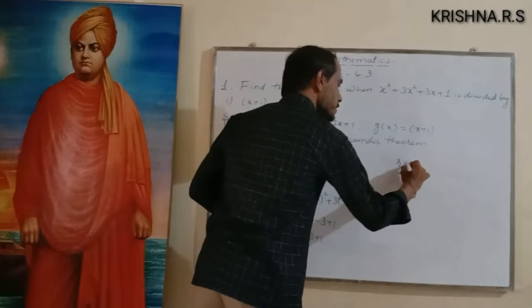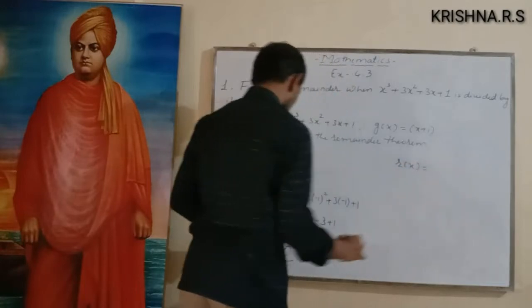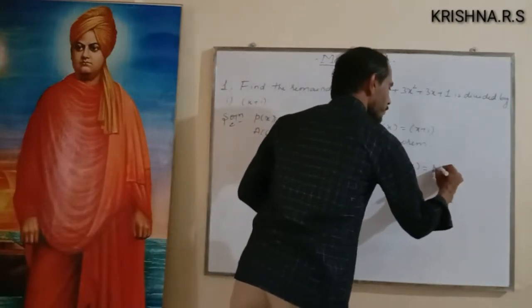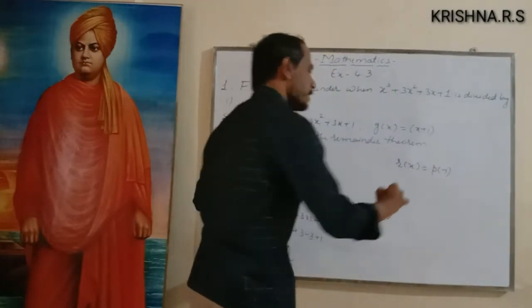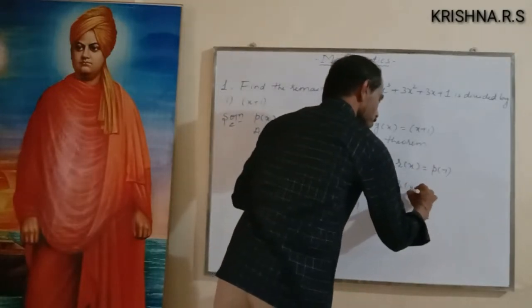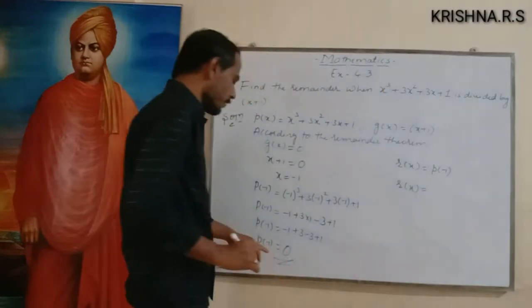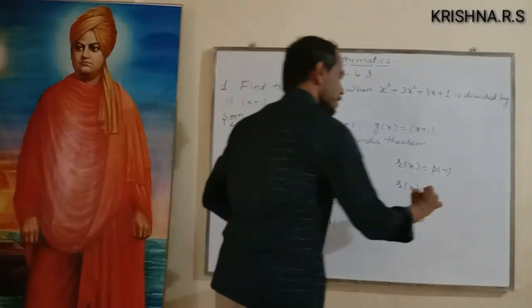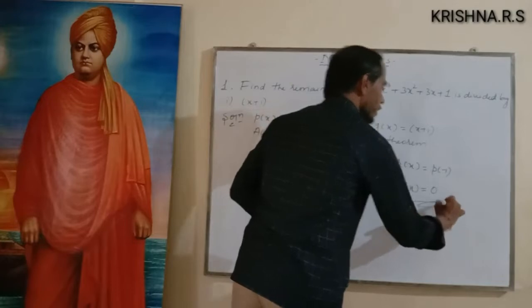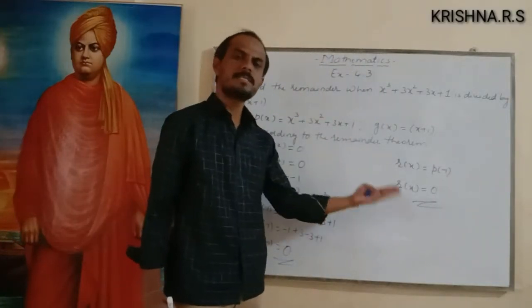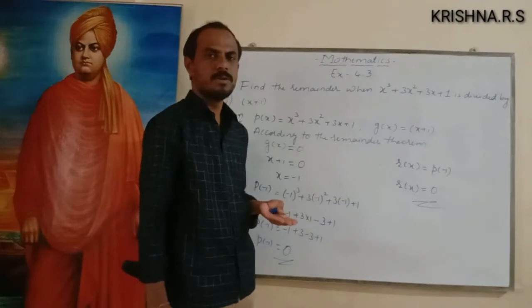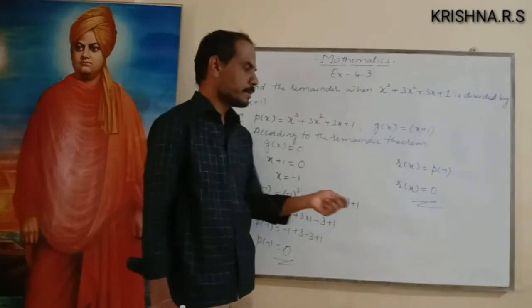Therefore, r of x, the remainder, is equal to P of minus 1. P of minus 1 itself is the remainder, and we already found the value: P of minus 1 is 0. Okay, I hope you understood. It is not always 0, students. Sometimes a constant number will also come.